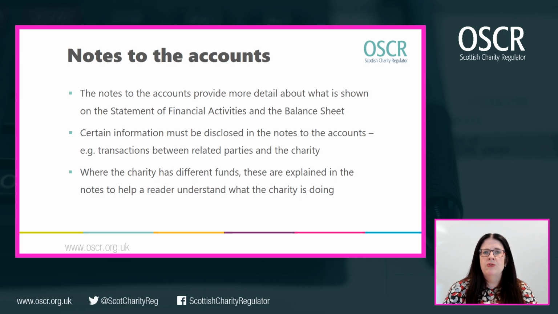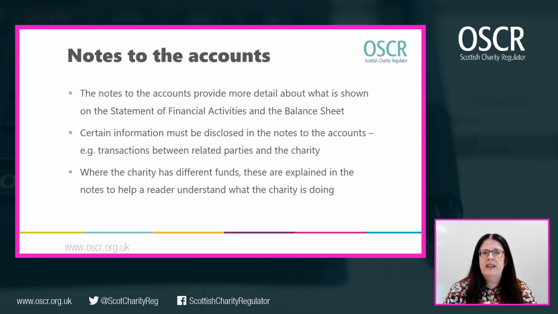Certain information also has to be disclosed in the accounts. For example, transactions between a related party to the charity and the charity itself have to be disclosed. Every charity trustee, for example, is a related party to the charity. So any transaction that exists or takes place between a charity trustee and the charity has to be disclosed in the notes to the accounts.